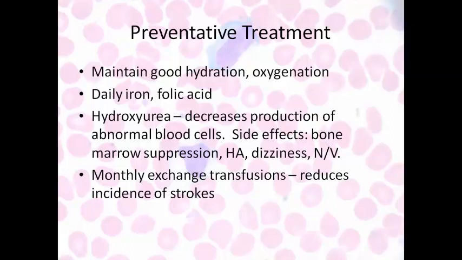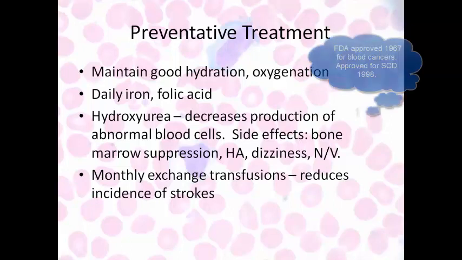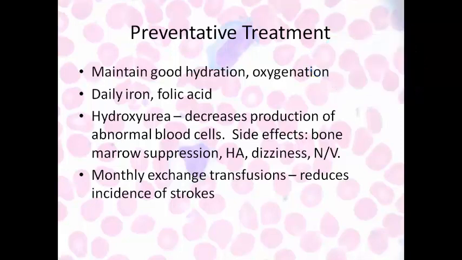A new medication that has been developed in the past couple of decades is called hydroxyurea. Basically, it decreases the production of abnormal blood cells and increases the production of that fetal hemoglobin. The fetal hemoglobin, unlike the sickle cell hemoglobin, still works just as well. It's just not what we normally see in adult humans. So we can really decrease a lot of the symptoms associated with sickle cell disease.